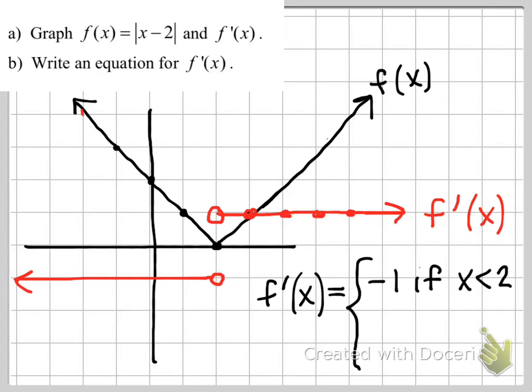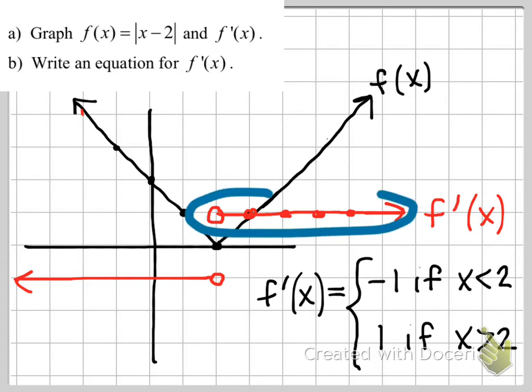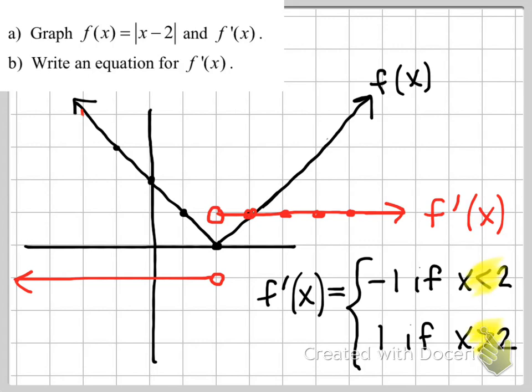And then for the right-hand side, the equation is y equals +1, and that's if the x values are greater than 2, which takes care of this part of the graph. And again, notice that we're not including 2 on either of the pieces. Once again, because on the original graph we had a corner there at x equals 2, and that's why the derivative doesn't exist there. That's why we graphed open dots at x equals 2. So it's important that you do not include 2 in the derivative function.